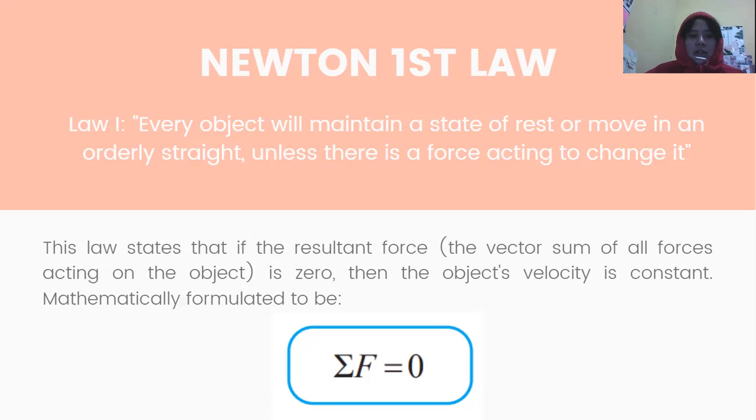This law states that if the resultant force, or the vector sum of all forces acting on the object, is zero, then the object's velocity is constant, mathematically formulated as sigma F equals zero. It means that everything will stay still unless a resultant force is working.